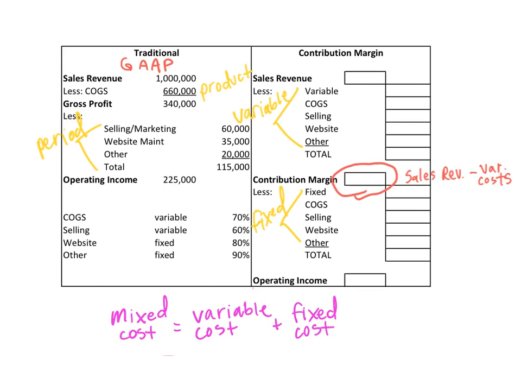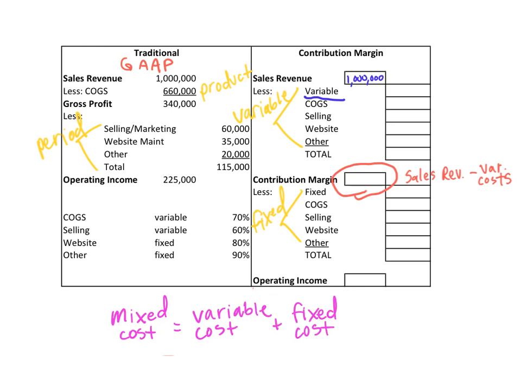Now let's start preparing our contribution margin income statement. There is no difference in the sales revenue between the two income statement formats, so we'll start by filling in that same $1 million that's on the traditional income statement. Now let's look at our variable expenses. Notice we have the same four expenses listed on our contribution margin income statement that we see on our traditional income statement.